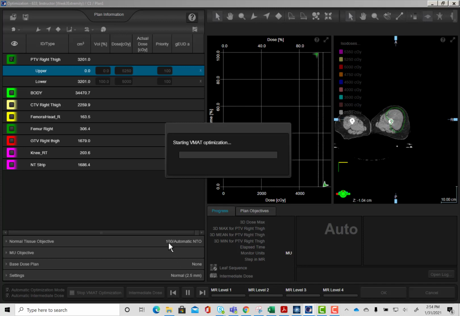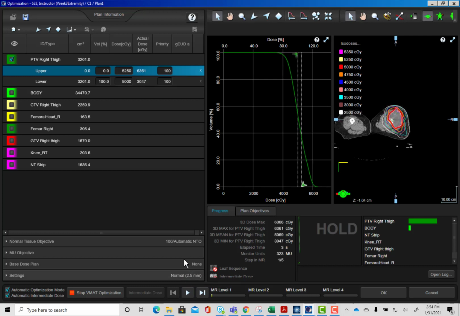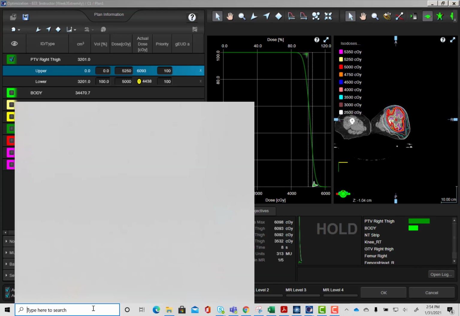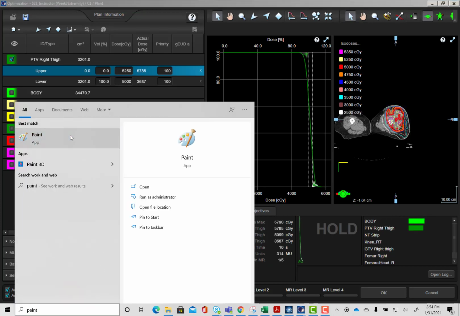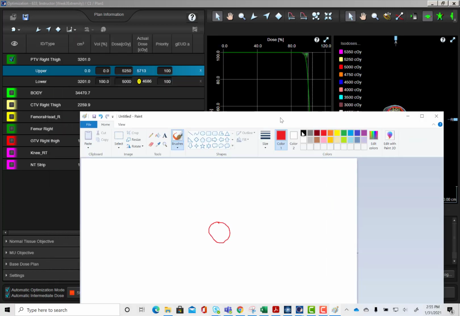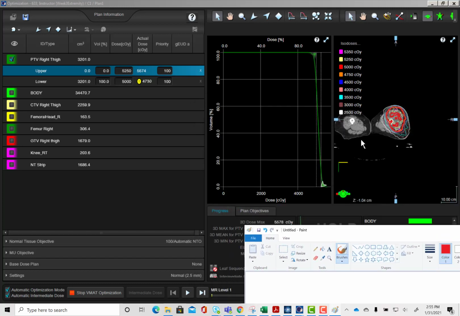Then I'm going to pause it and talk a little bit about this NTO. Let me think here. Let me try to draw. This might not work super well, but let's say our PTV is this red circle, okay? What this NTO, or normal tissue objective, is trying to do is control the falloff outside of our PTV in normal tissue.